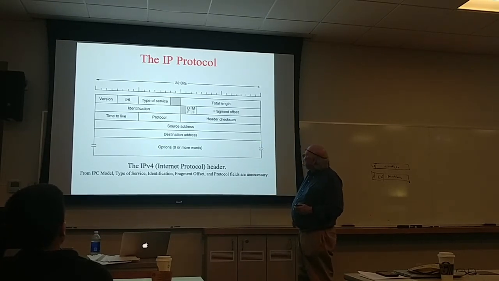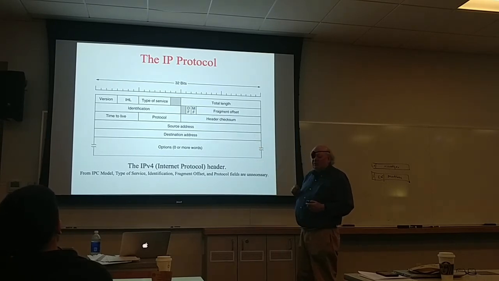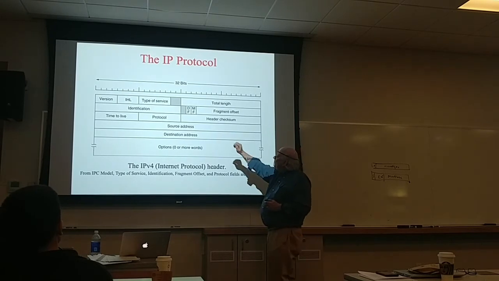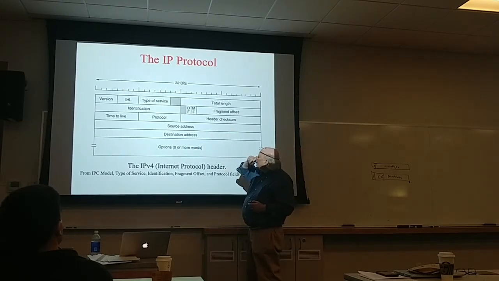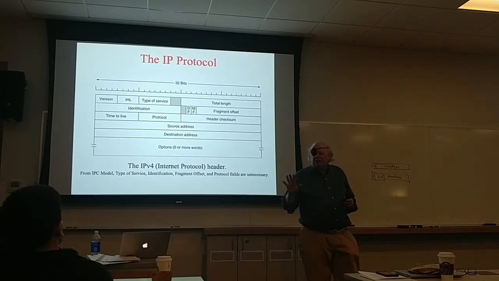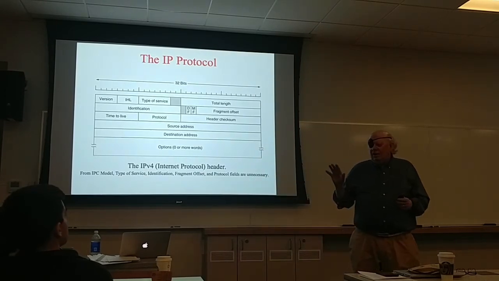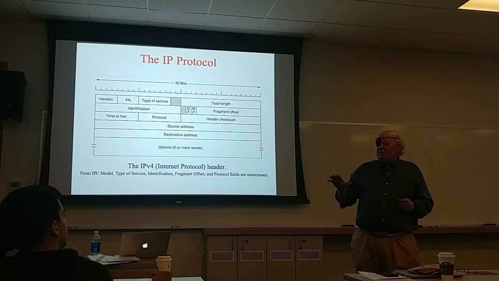So we got a type of service field, which we're still figuring out how to use. Total length. We're going to use this for fragmentation. I'll show you how in a minute. The don't fragment bit says if you get this packet, it's too big for you to forward, and you need to fragment it, don't. Send back an error message.